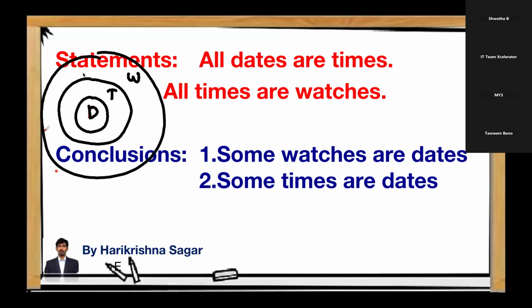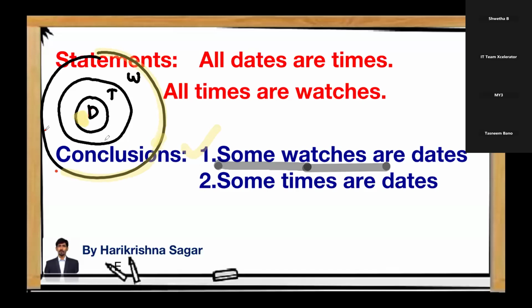Now read the conclusions. If you read the first conclusion, some watches are dates. Is that the proper conclusion? Some watches are dates. What is watches? The larger circle is the watches. Some of these watches are dates. Yes, inside the larger circle, some part is available in the dates. Some watches are dates is definitely a proper conclusion.